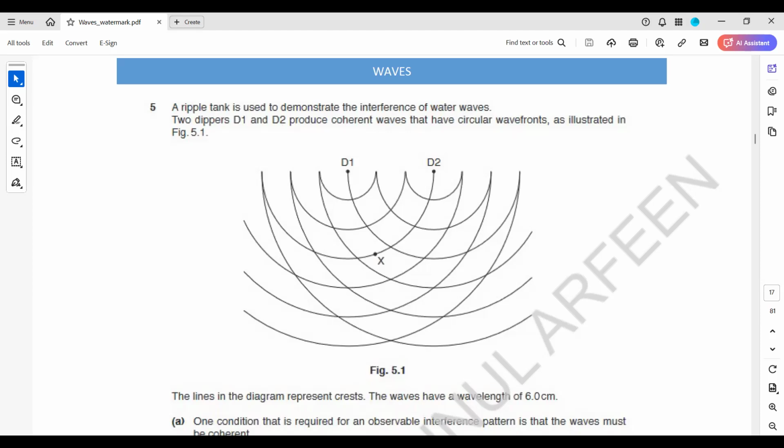So a ripple tank is used to demonstrate the interference of water waves. The two dippers D1 and D2 produce coherent waves. What is the meaning of the term coherent? It means that they have a constant phase relation and the same frequency. And they are illustrated in Figure 5.1.